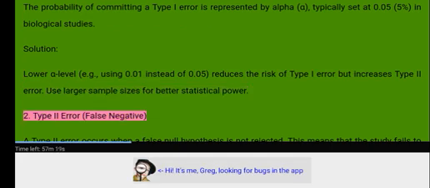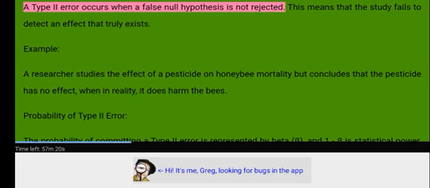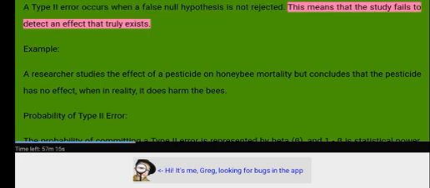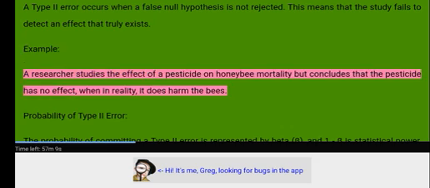2. Type 2 error, false negative. A type 2 error occurs when a false null hypothesis is not rejected. This means that the study fails to detect an effect that truly exists. Example. A researcher studies the effect of a pesticide on honeybee mortality but concludes that the pesticide has no effect, when in reality, it does harm the bees.